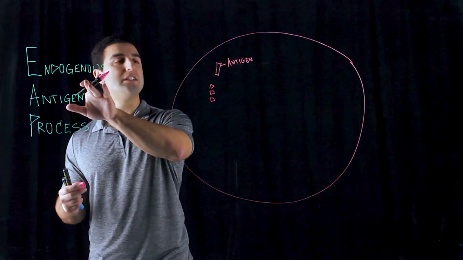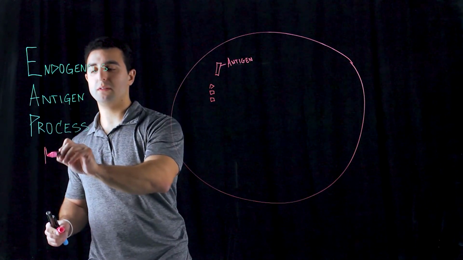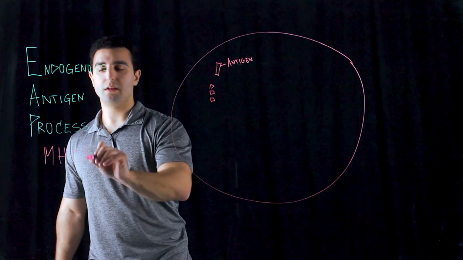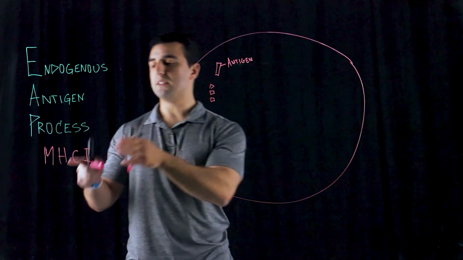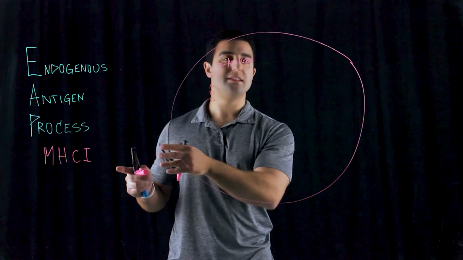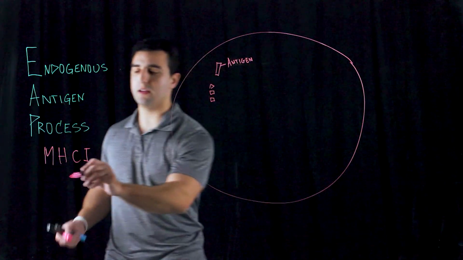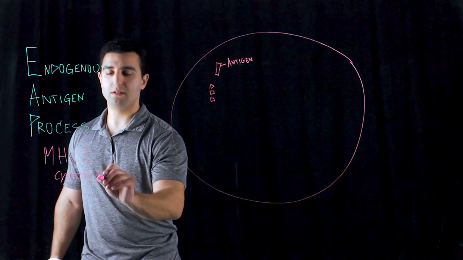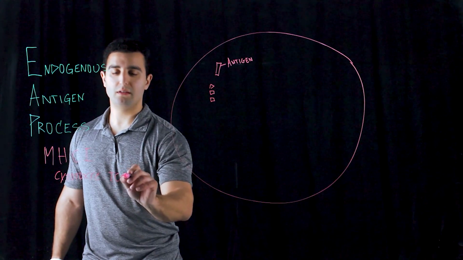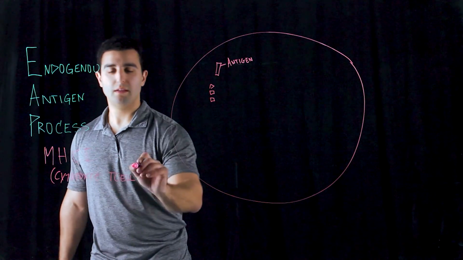So if you remember, endogenous is involving the MHC class 1. So MHC class 1 involves all of the nucleated cells, and the specific type of immune cell that comes and binds to this MHC1 complex are the cytotoxic T cells. So let's write that. The cytotoxic T cells. So these are the soldier cells, basically coming in and fighting. All right, so they come in and bind.